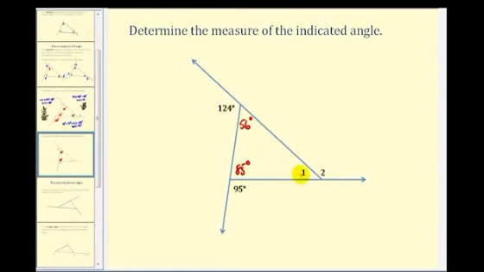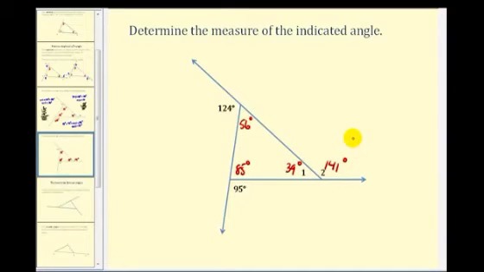And then again, we know the sum of the interior angles would be 180 degrees. 56 degrees plus 85 degrees, that's going to be 141 degrees. So 180 minus 141 is going to give us 39 degrees here. And then angles 1 and 2 form a linear pair. So 180 minus 39 is going to give us 141 degrees for angle 2.